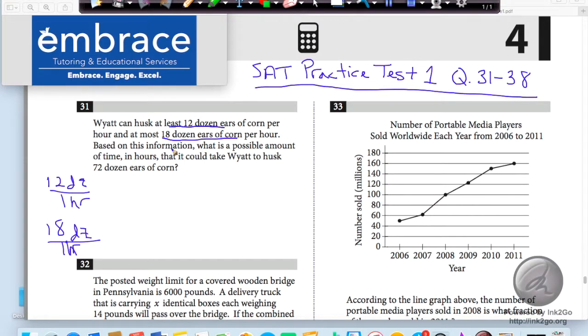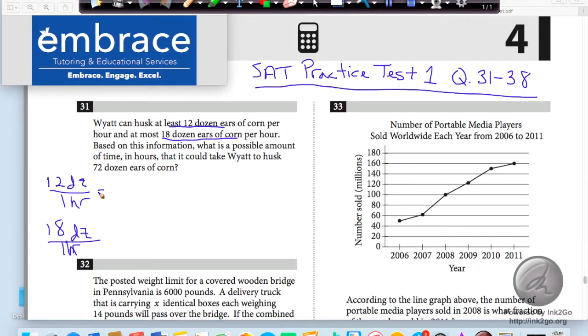It says, based on this information, what is a possible amount of time in hours that could take Wyatt to husk 72 dozen ears of corn? Well, what it's really asking you is, assuming that he can husk at least 12 dozen ears of corn per hour, or at most 18 dozen ears of corn per hour. Here he's really moving, here he's a little bit slower, right? Well, what's the minimum and the maximum amount of time that it can take him? So you're going to have an at least value and an at most value.